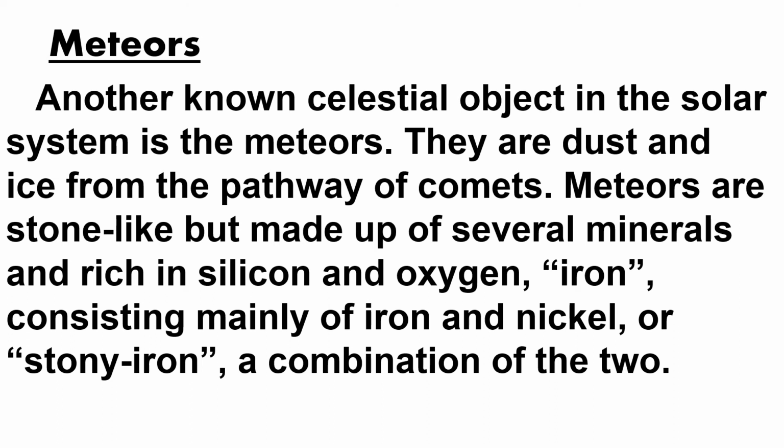So what are meteors? This is another known celestial object in the solar system. They are also composed of dust and ice from the pathway of comets. Meteors are stone-like but made up of several minerals enriched in silicon and oxygen, iron consisting mainly of iron and nickel, or stony iron, a combination of two.